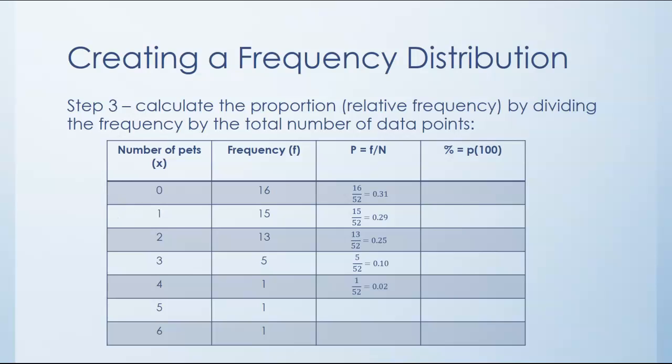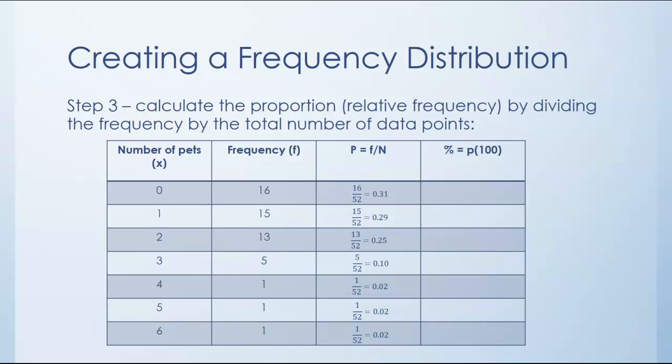So when we do our households with 4 pets, that's 1 out of 52, so 0.02, excuse me. Again, 1 out of 52, so 0.02. And again, for 6, 1 out of 52, you get 0.02.